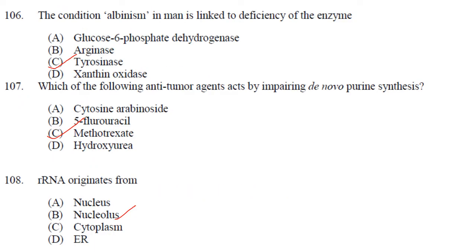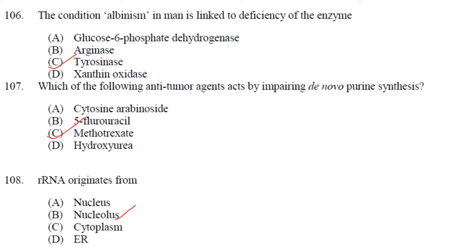The condition albinism in man is linked to deficiency of the enzyme. Mutations in the tyrosinase gene cause albinism, an autosomal recessive disorder characterized by reduced melanin pigment in the hair, skin and eyes. So the answer here is option C, that is tyrosinase.